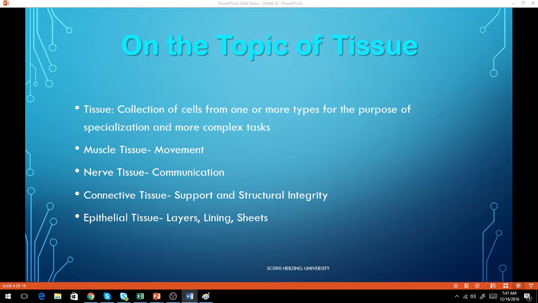If you hear of something outside of these 4, it's going to be a specialization of one of the existing ones. As an example, you may hear about cardiac tissue from the heart. Cardiac is a specialized form of muscle tissue. So we've got different flavors or different categories within each of the 4 main types.